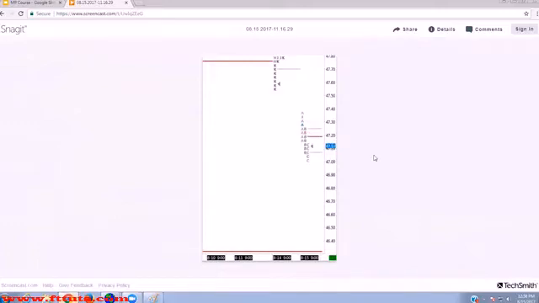Now, can you do this on an hourly chart or 4 hour? Anything you want. So 30 minutes is just the chart they chose. Yes, very standard.